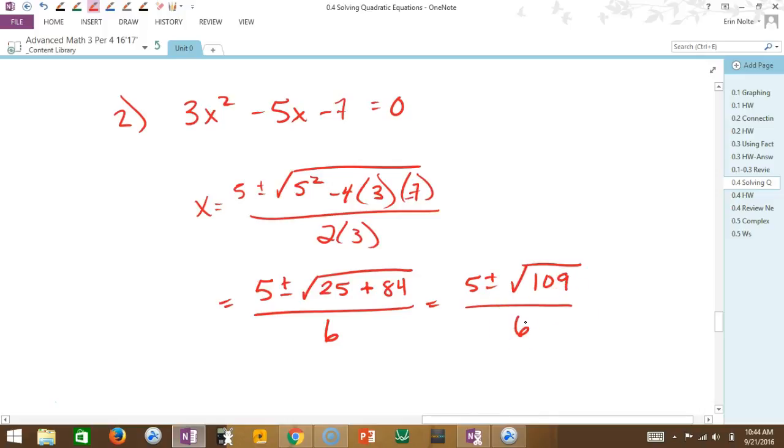Now I would check to see if 109 is breakable. Is there a perfect square number that multiplies to 109? No. So all I have to do at this point is leave this. And that is technically 2 solutions that are exact.